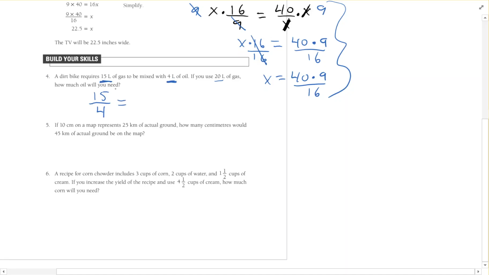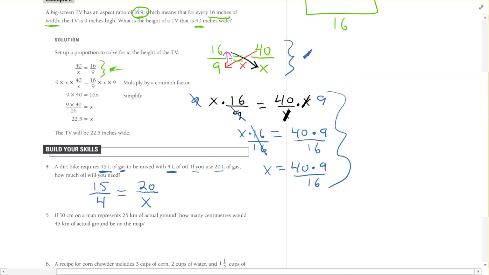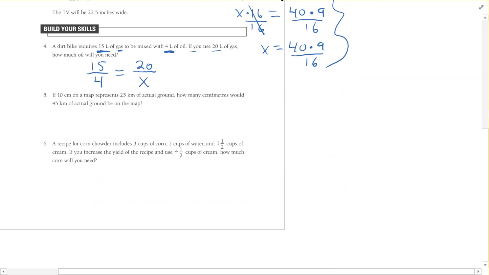Now, let's make sure we know which one's on the top and which is on the bottom. It says a dirt bike requires 15 liters of gas. So apparently gas is going on the top, oil is going on the bottom. The last part says if you use 20 liters of gas, so 20 has got to go on the top. It's 20 liters of gas. How much oil will you need? So we're looking for the bottom. This is going to be very much like what we did up here, so I'm going to let you go ahead and do that, and then go on and do the other ones as well.